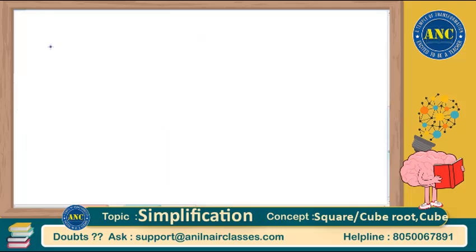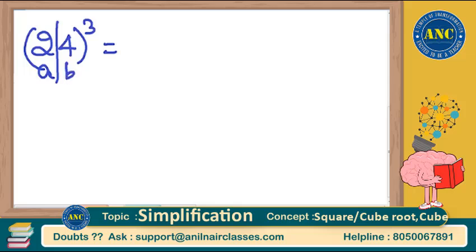One more example if you are not clear. Suppose I want to find 24 cube. Split it as A and B. A is 2, B is 4. A cube is 2 cube, 8. 3a square b.